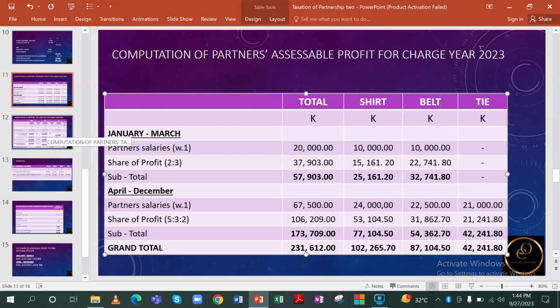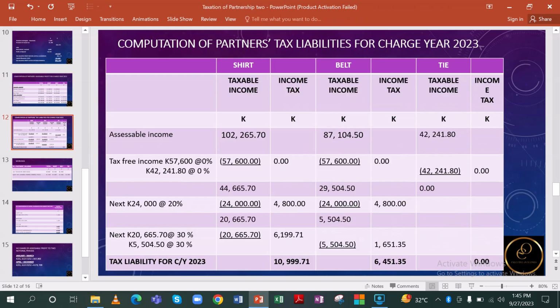In my previous videos, I have shown you how we calculate the tax liability of taxpayers. So a similar pattern will be adopted here. So let's look at that. We have a computation of partners' tax liability for charge year 2023. We have Shet, Belt, and Ty. Under each partner, we are going to show the columns taxable income and income tax.